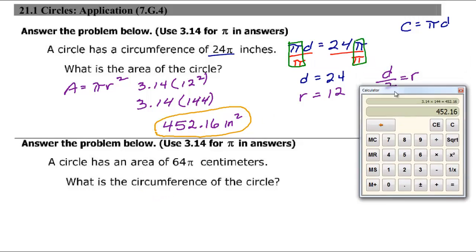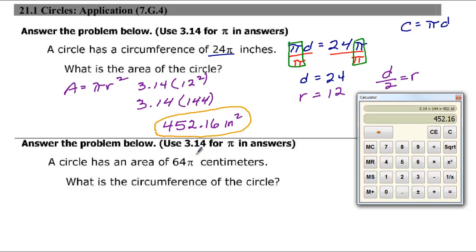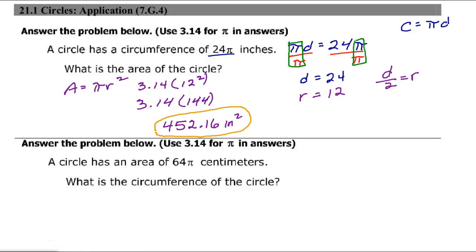Okay, the second problem, they give us the area. We need to find the circumference. So let's put our calculator down for just a minute. They give us the area. We know that the formula for area is pi times radius squared. So I know that pi times radius squared is equal to 64 pi.